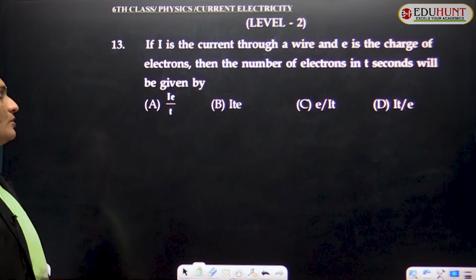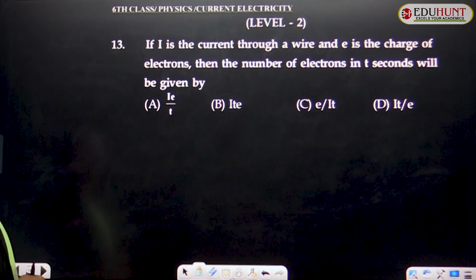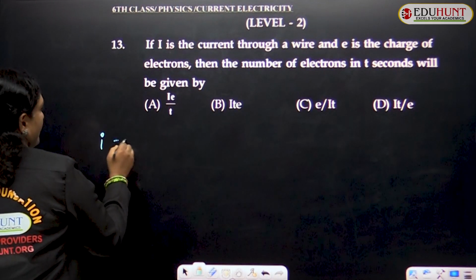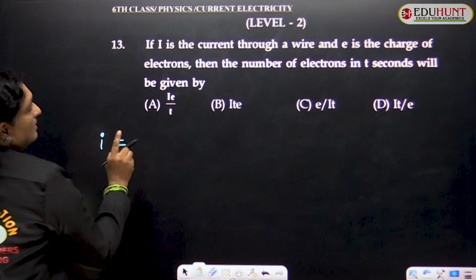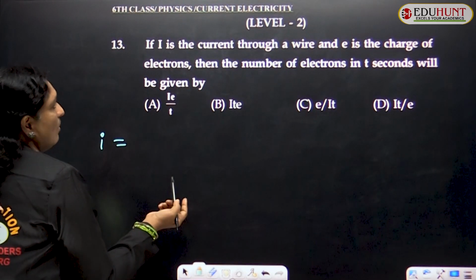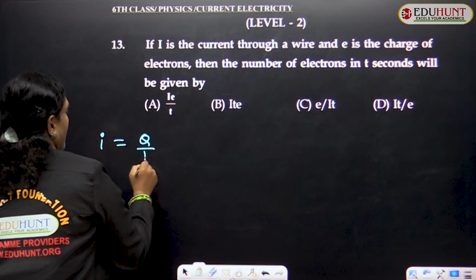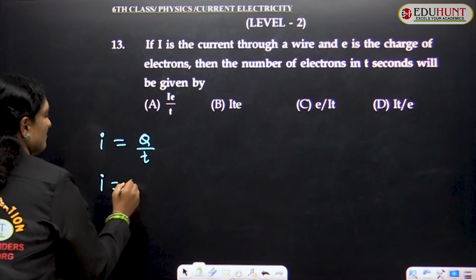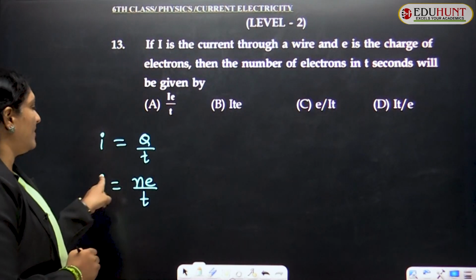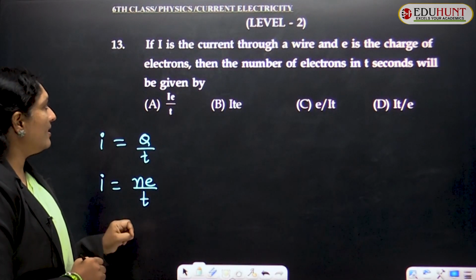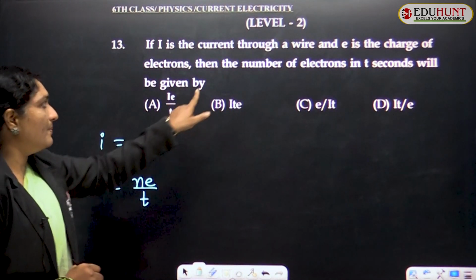If I is the current through a wire and E is the charge of an electron, then the number of electrons in t seconds will be. I already told you the formula, children. Current I is equal to the number of electrons times the charge of an electron divided by time. I is equal to Q by T. I is the current they have given us, E is the charge, and T is the seconds they have given. You are asked to find the number of electrons.